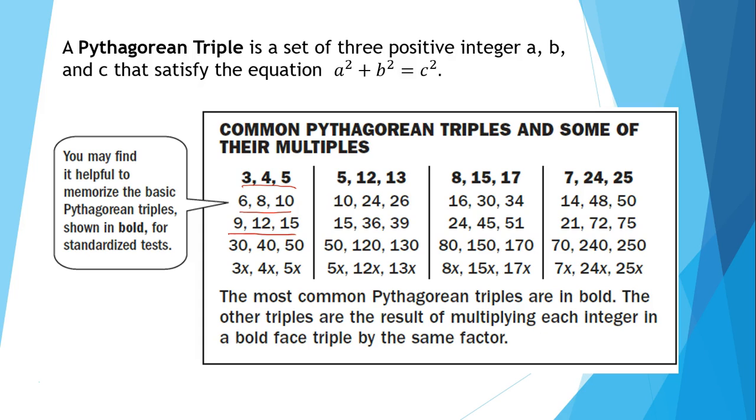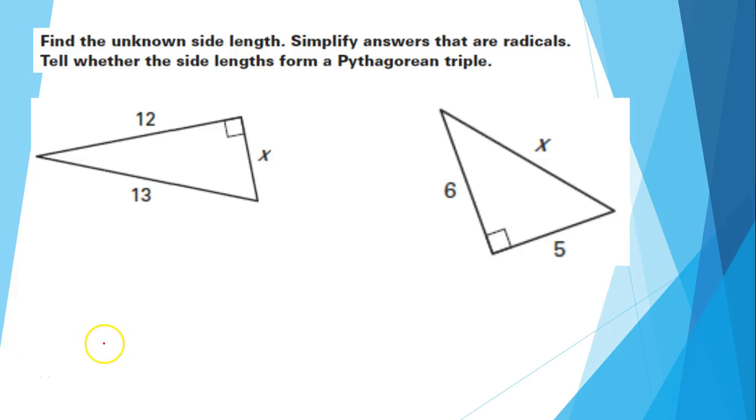And what makes a Pythagorean triple is that all 3 numbers will be one of your sides in your right triangle, and then all of them have to be whole numbers for it to be a true Pythagorean triple. So it's a set of 3 positive integers, a, b, and c, that satisfy this equation right here. In these examples, we're supposed to find the unknown side length, just like we've been doing, but then we're going to tell whether the side lengths form a Pythagorean triple.